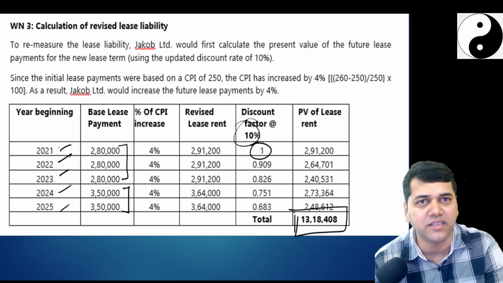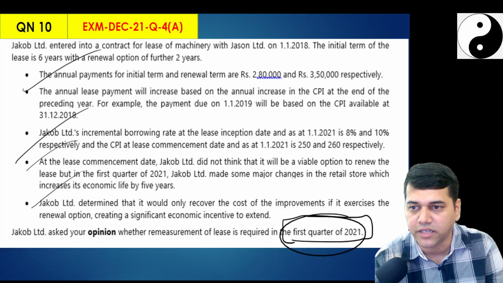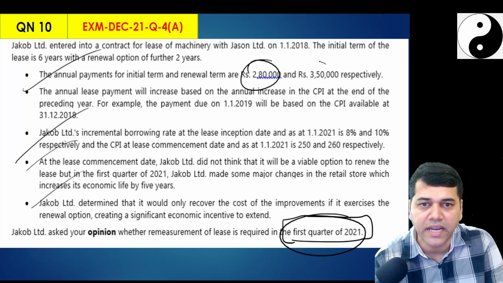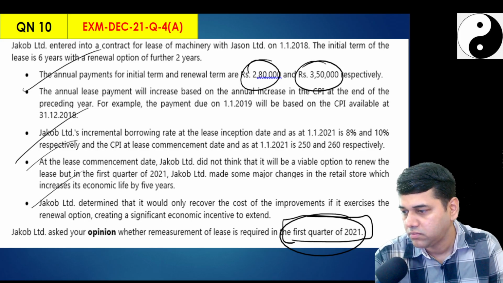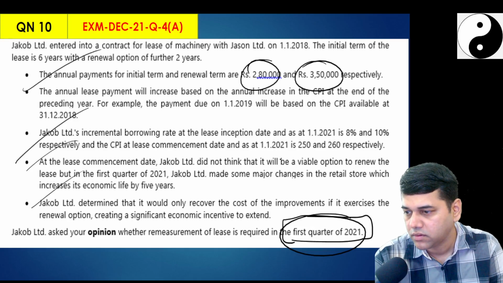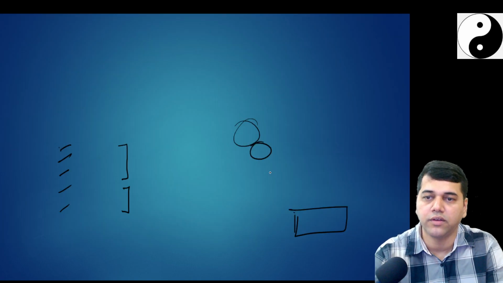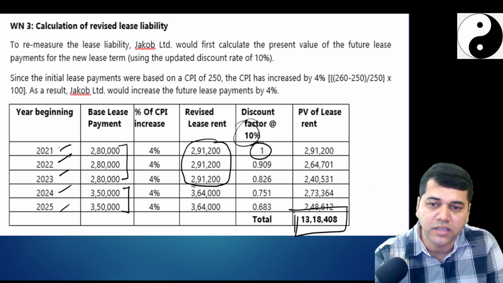One more twist, I think that the base rate didn't change, no? If I go back to the question, I didn't read it. 2,80,000 and 3,50,000. Okay, so what have they done? They have given it as a base, and then this is my rent, 2,91,200, 3,64,000.